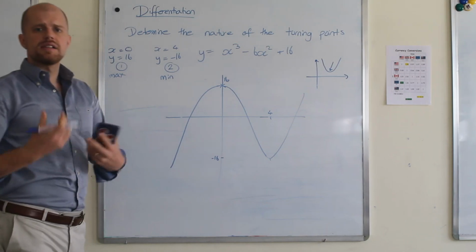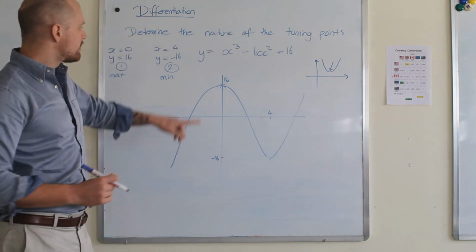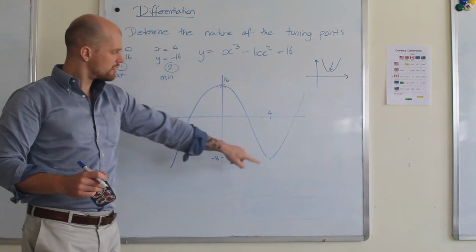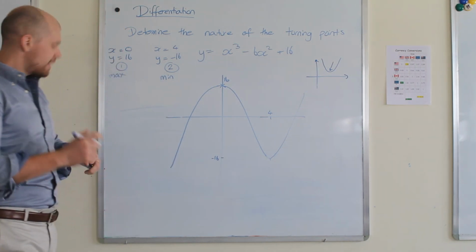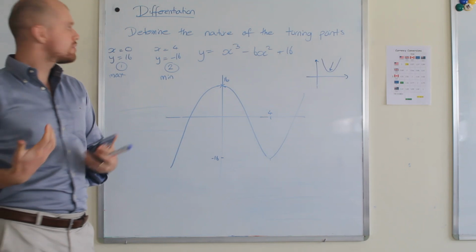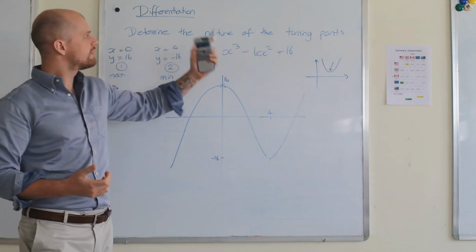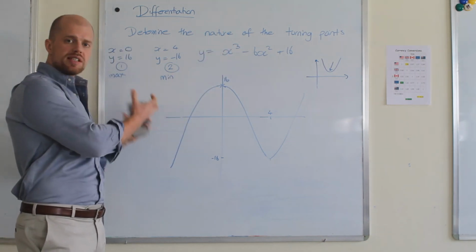Again, it's a sketch, it doesn't matter. What does matter is that we have the y-intercept and the coordinates of the two turning points on the graph. Okay? And that would be how you would use differentiation to determine the nature of the turning points and therefore sketch the graph.